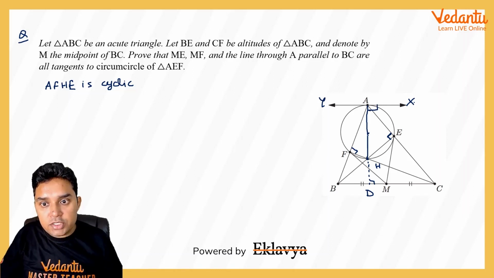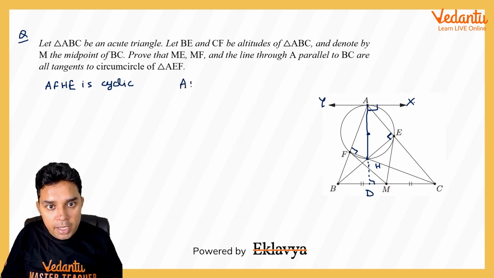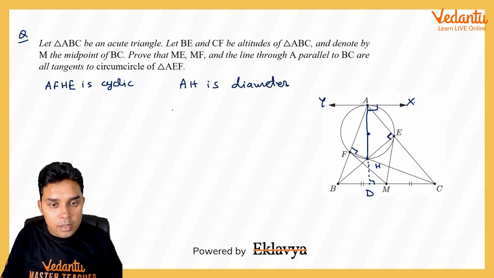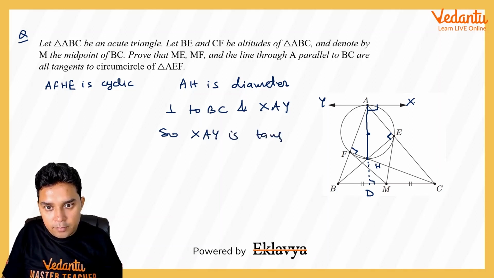And because AH is the diameter, this AH is perpendicular to AX or AY. So hence this XAY is a tangent at point A. I think this way we can directly say, at least for this thing. So one part is done. Let me write this once again. AH is the diameter and perpendicular to BC and XAY. So this XAY is tangent at A. That is one part.